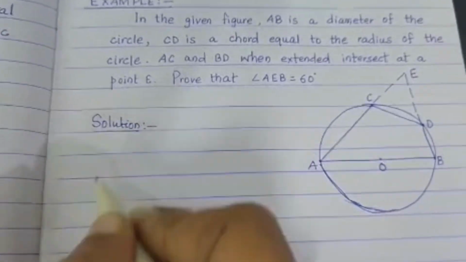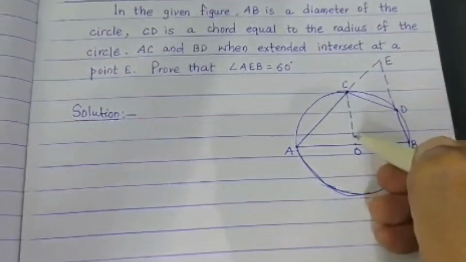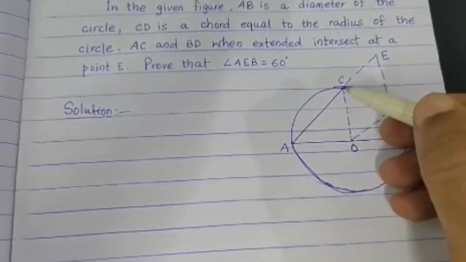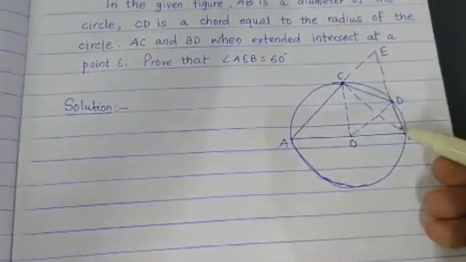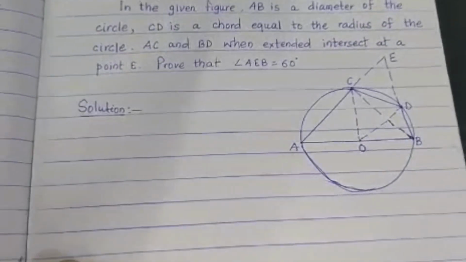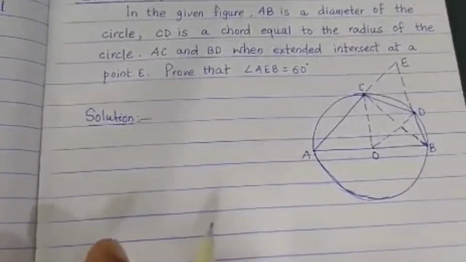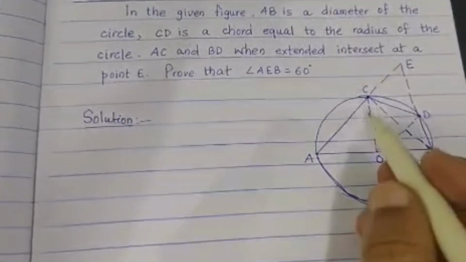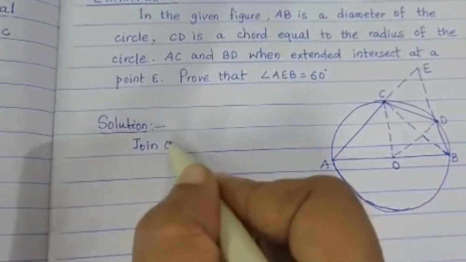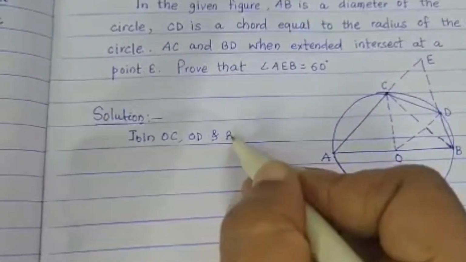Let's solve it. First of all, we will do one construction. We will join OC, we will join OD, and we will join BC. Why are we joining this? Because we are going to use so many properties related to triangles, lines and angles, and also of this chapter, circles. So the construction is: join OC, OD and BC.